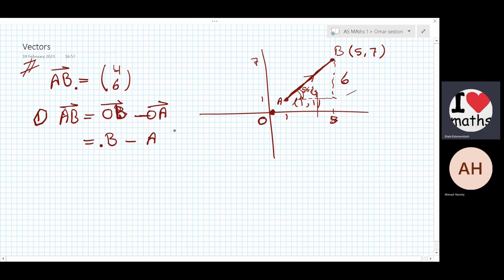What you need to understand is that any vector comes from the final minus the starting. So if it is B minus A, then if I speak about the vector AB, you need to identify that it is the point B, the final, minus the starting. So any vector can be evaluated this way.